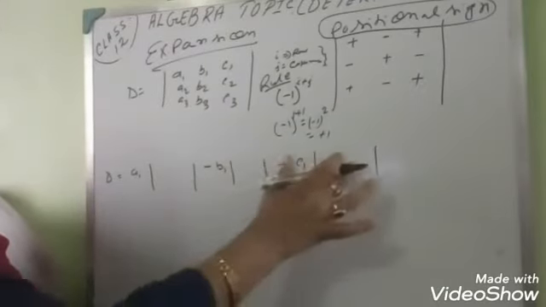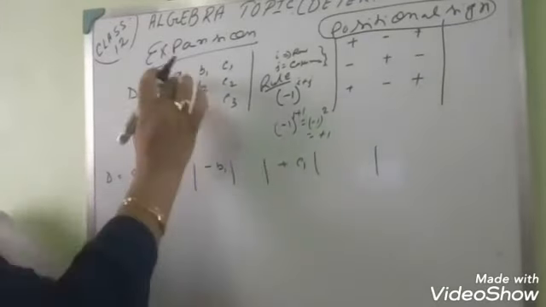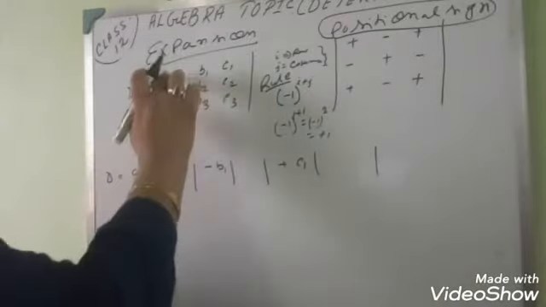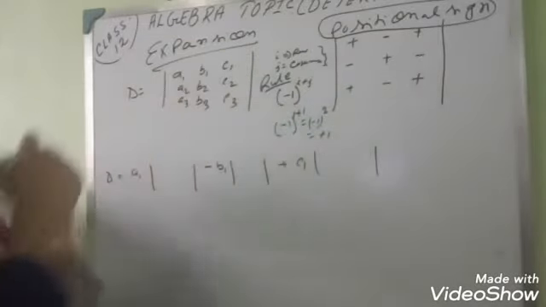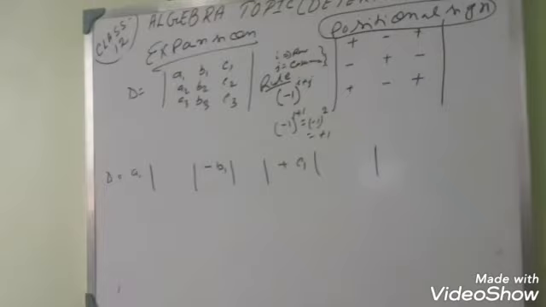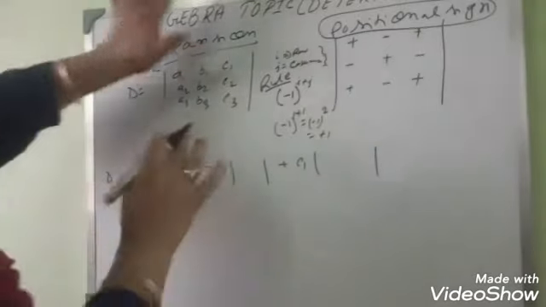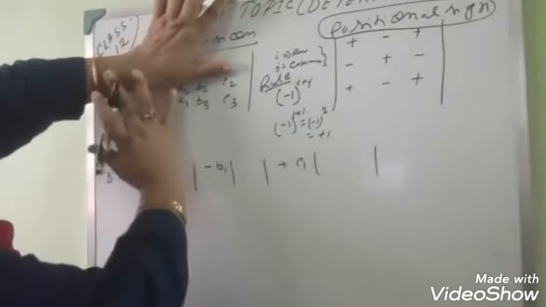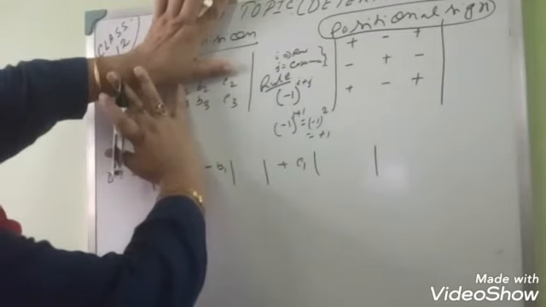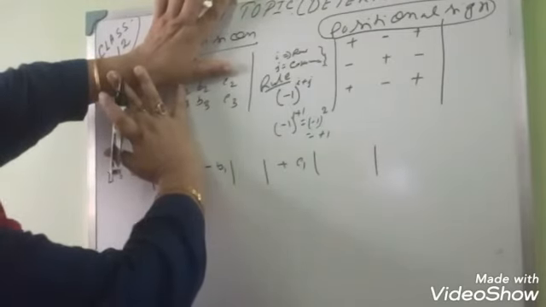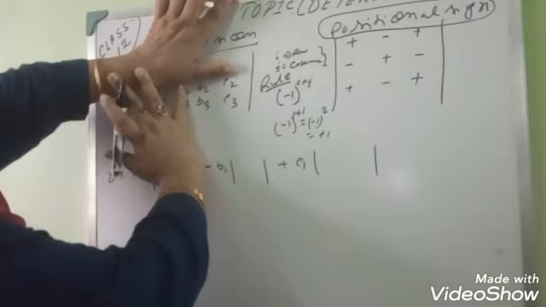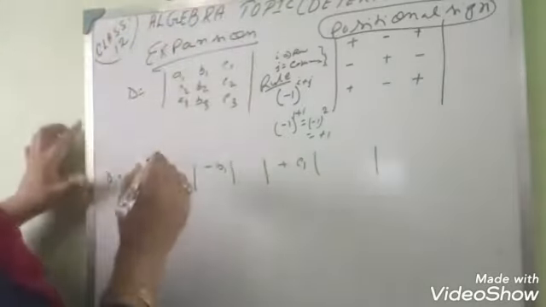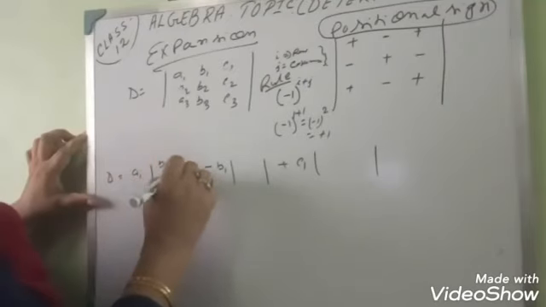Why have we written this determinant form? Because a1 is lying at the 1,1 intersection. We just have to cancel this 1,1 intersection, that means the first row and first column. If we cancel these two, then what do we get? The remaining determinant is b2, c2, b3, c3. So we write b2, c2, b3, c3.